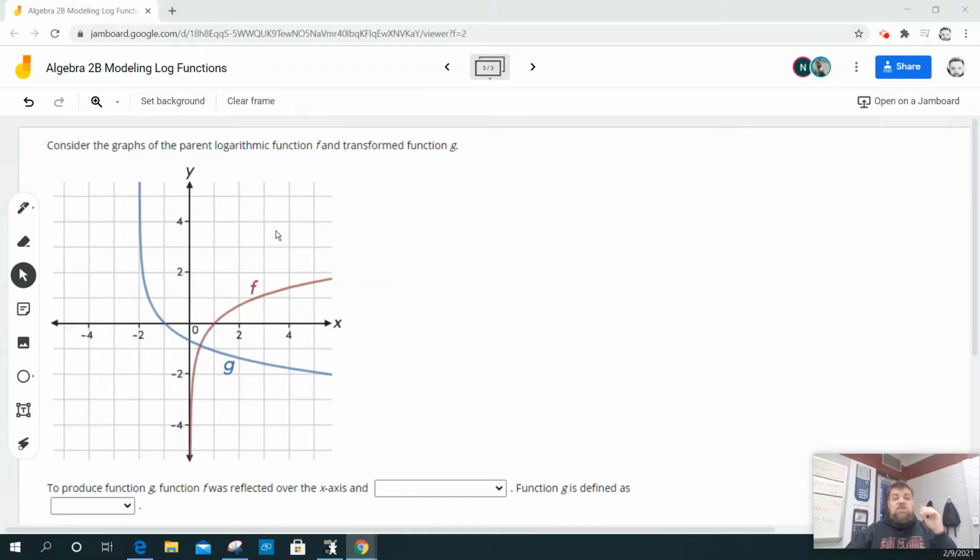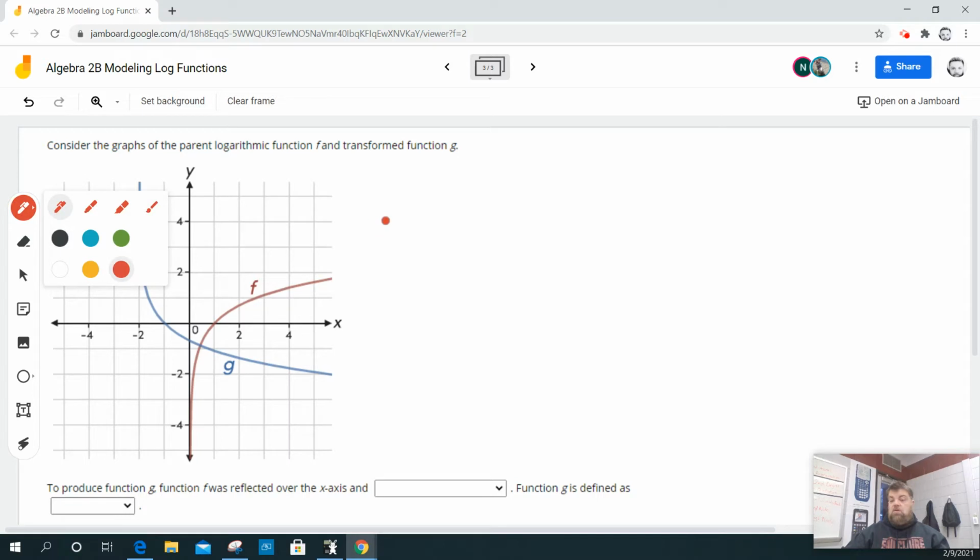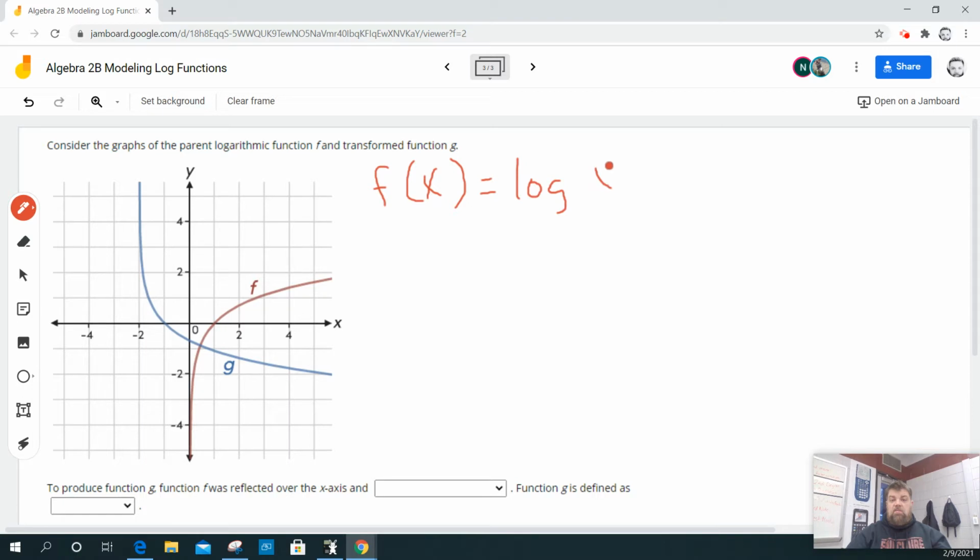All right, so for this particular problem, it says consider the graphs of the parent log function f and the transformation of the function g. So f is just a regular log function, right? So it's the common log function. In other words, f of x is just log of x, log base 10 of x. Remember, if I don't write down the 10, it's there.